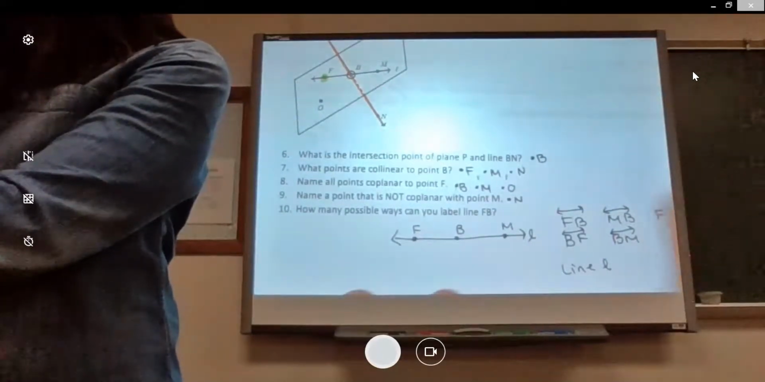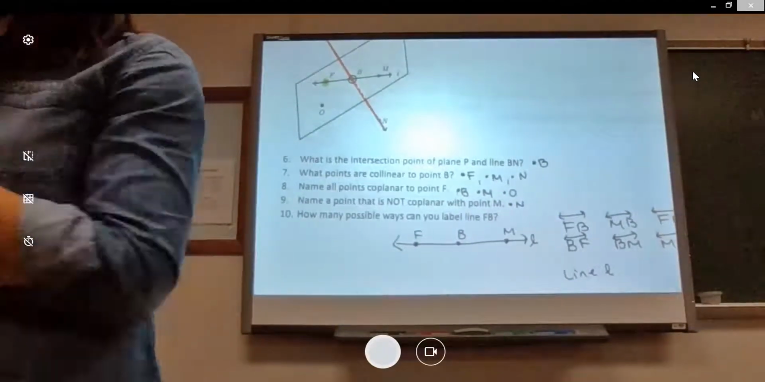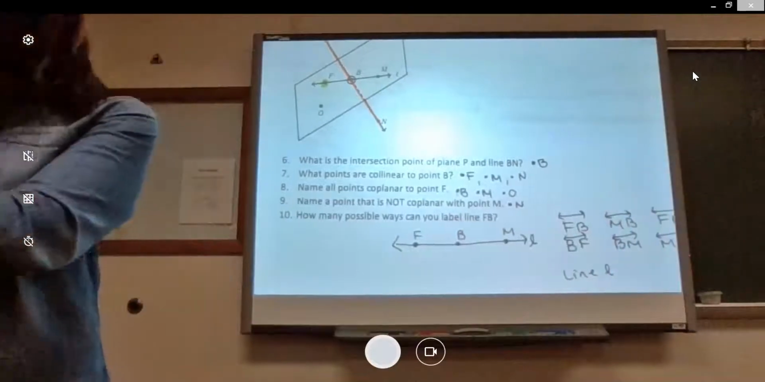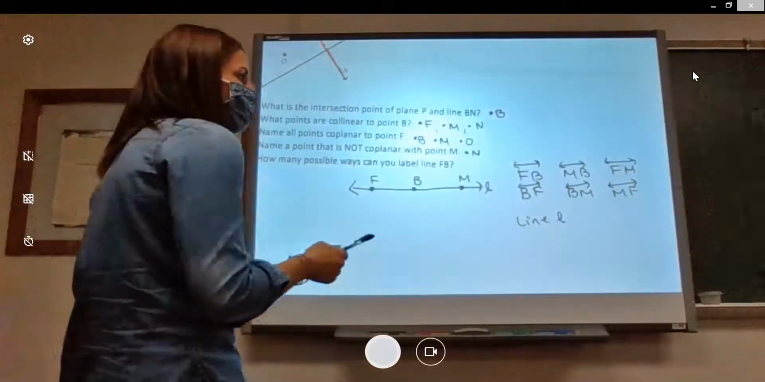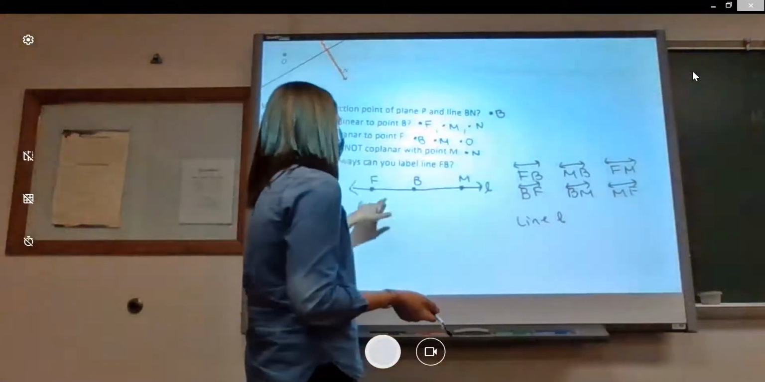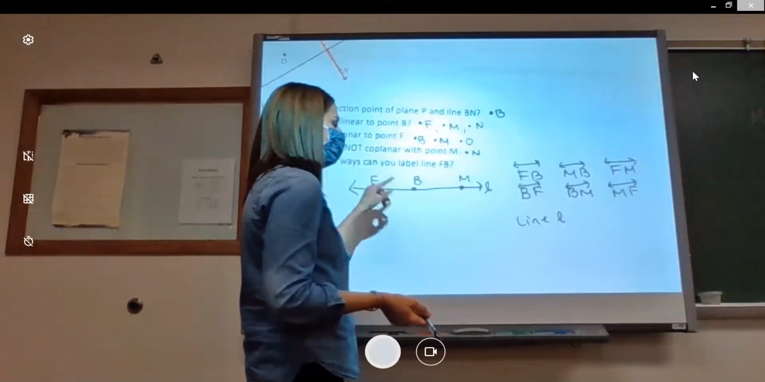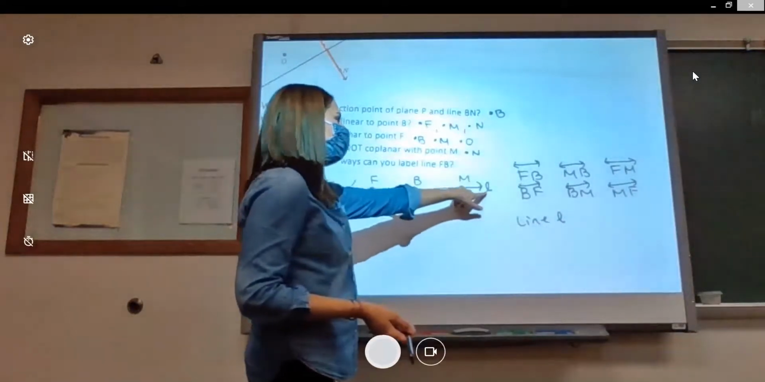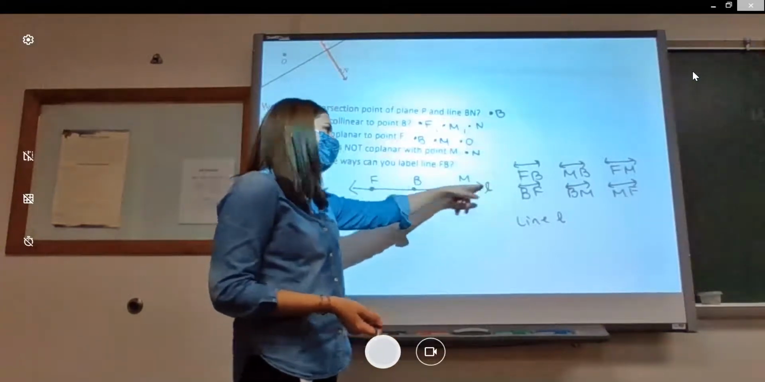FM or MF. Okay, so I can label that with any 2 points that are on that line. I never use more than 2 points when I'm labeling a line. So both ways, both directions. So for each kind of 2 pairs, I have 2 options. And then, yeah, if it has a little cursive letter with it, I can also use that to label that line. I could call it line L.